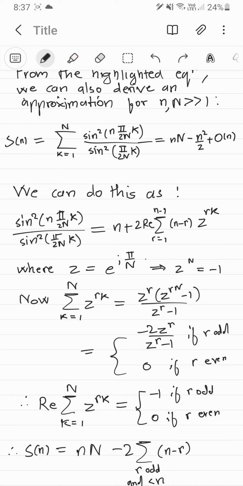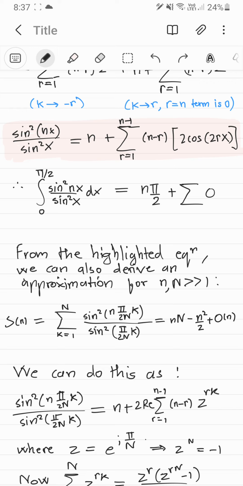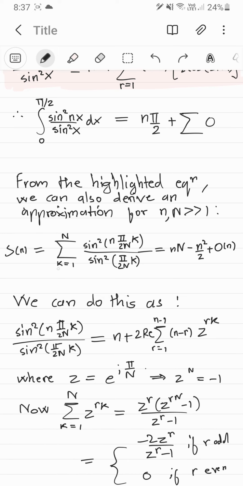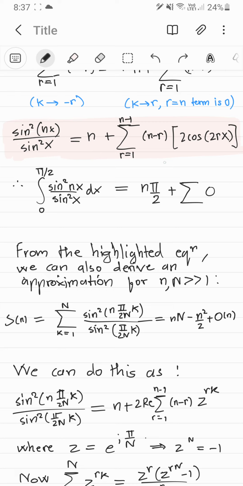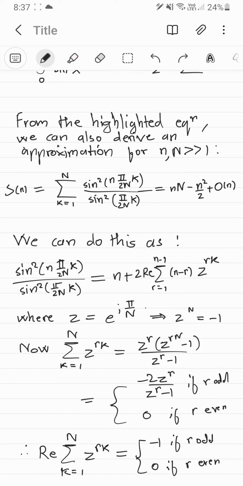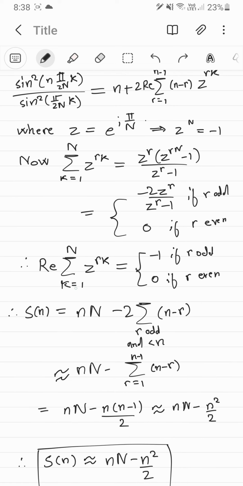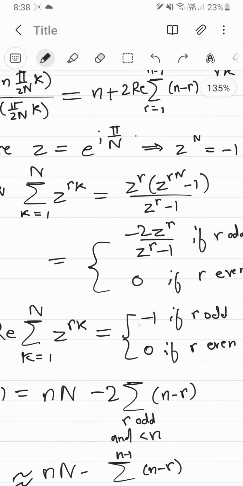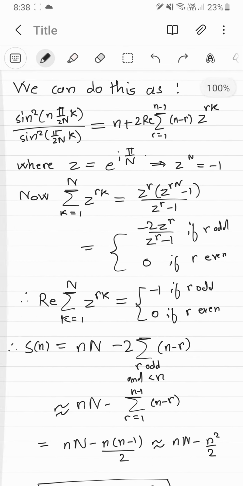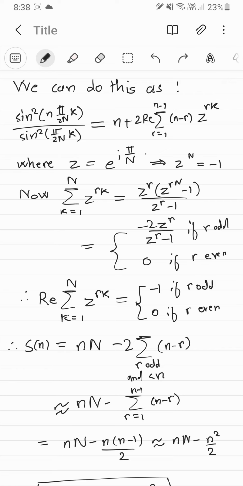Now the summation from k equal to 1 till N of z power rk, which is this term, you can bring this summation inside of this summation. And n minus r does not have the k in it, so that can be pulled out. So it's just the summation of this cosine stuff. Then you put the real part, and it becomes this quantity. The real part of the summation from k equal to 1 till N of z power rk can be written like this: it's -1 if r is odd, and it's 0 if r is even. That is very easy to see, and it shouldn't take you much trouble.